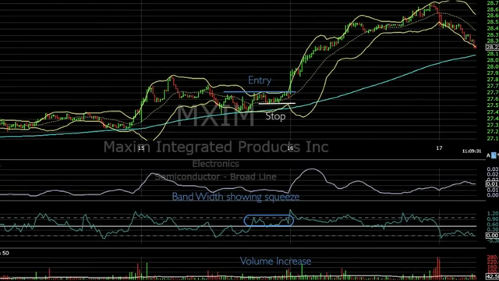Then we place our stop below that little base there. We can see 6-7 bars in a row. That's a nice place to place your stop. Your exit here is when it starts pulling away from the upper band. It's moving sideways away from the upper band. And your final exit here is when it closes below the moving average.